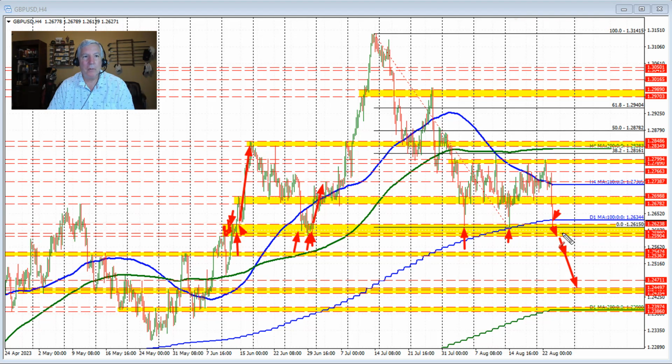If they move back above the 100-day moving average of 126.34, we could see some disappointment on the failed break and the support against the prior low from last week. So still a battle going on, but sellers are certainly in play and making a play in this currency pair today.